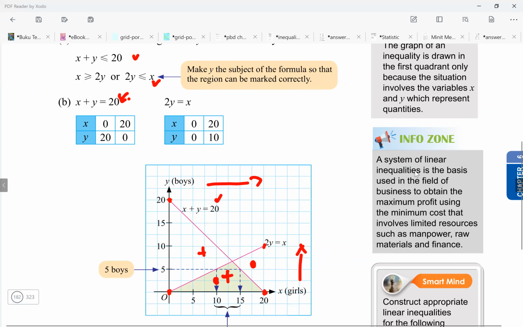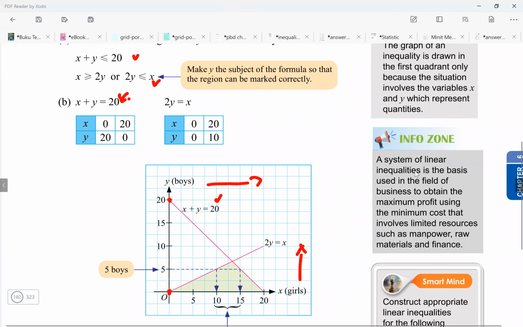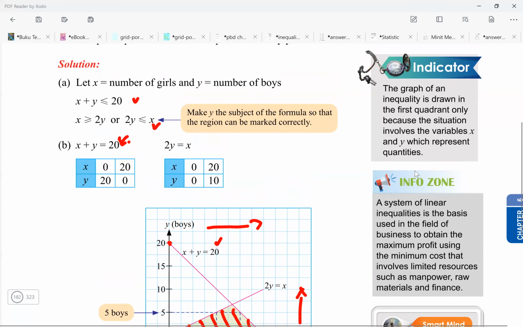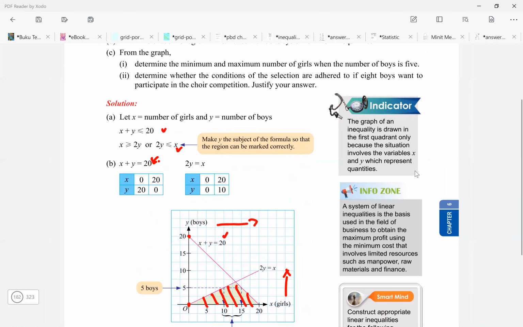After you get your region, you can erase the mark here. You just shade this part. So that one is B. Now for C, you want to, from the graph, determine the minimum and maximum number of girls when the number of boys is 5.